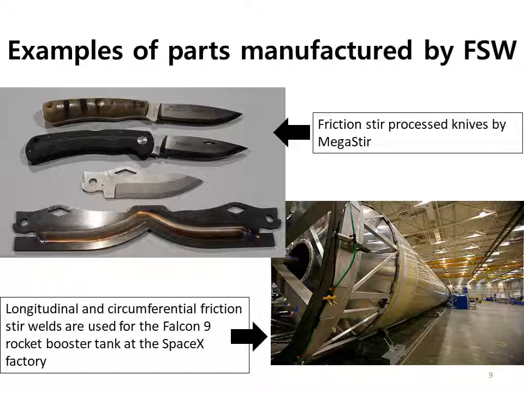So this is an example of parts manufactured by friction stir welding. Actually, the application for FSW is wide in fabrication, aerospace, automotive, and railway. Like these examples, a friction stir process knife by Megastir, and this one is longitudinal and circumferential friction stir welds used for the Falcon 9 rocket booster tank.